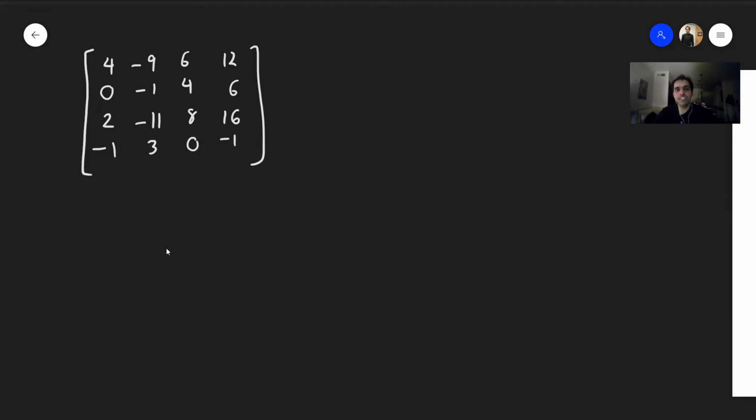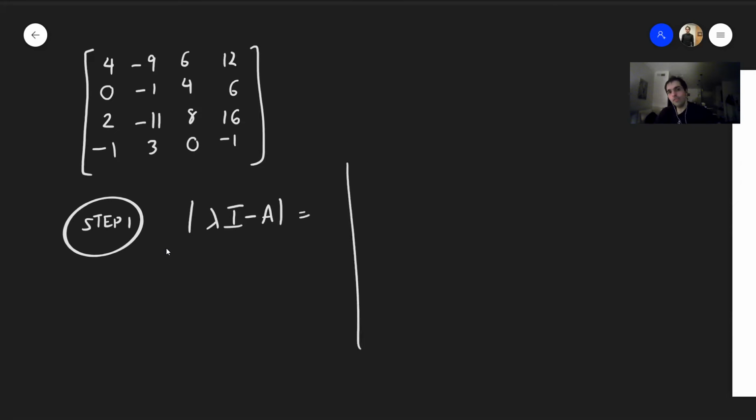More specifically, take the matrix 4, -9, 6, 12, 0, -1, 4, 6, 2, -11, 8, 16, -1, 3, 0, -1. And let's try to diagonalize this. So the first step is to find the eigenvalues. And the way I like to do it is lambda I minus A. You could do A minus lambda I, completely fine. And what you get is, well, do minus everything and put lambda on the diagonal.